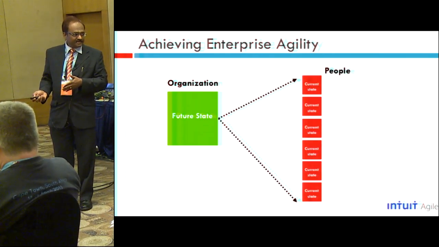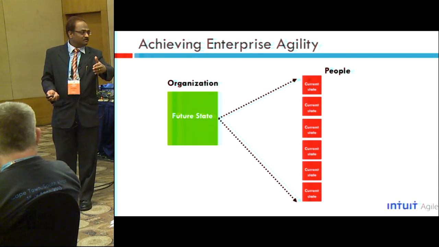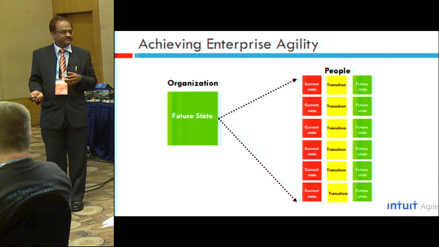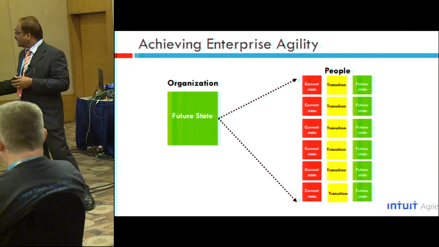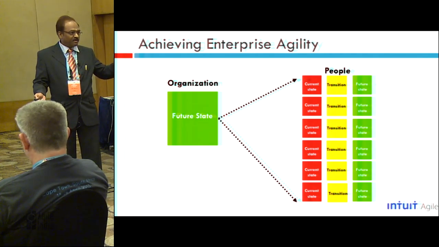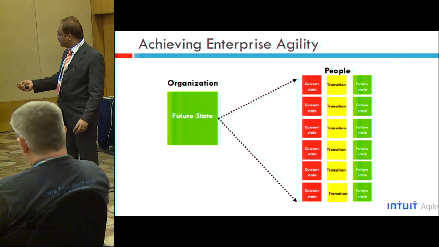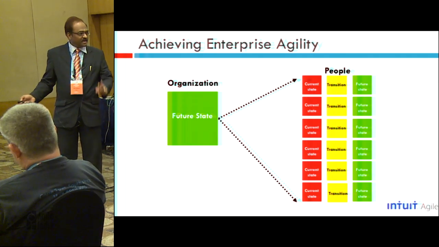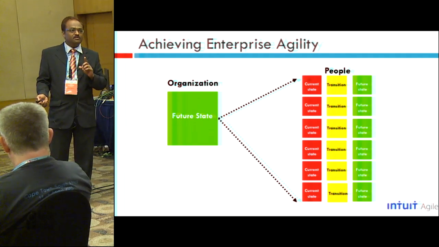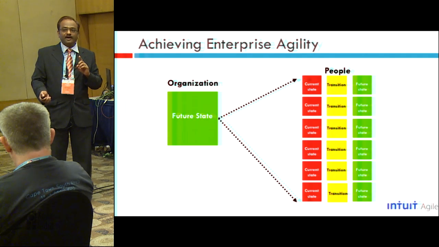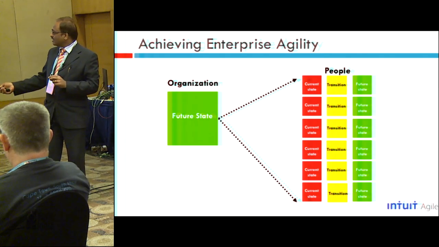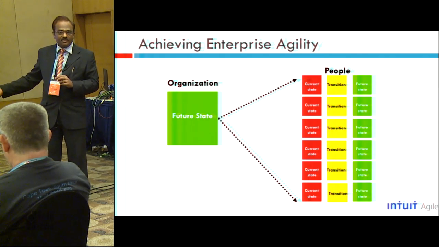So people are in the current state. Organization is actually pushing its way to the future state. People are transitioning, and then they are reaching the future state. Now here is the deal. This organizational aspect is one transition from current state to future state, whereas for the people involved, there are multiple transitions because every individual goes through the transition. And every individual's mindset is different. Every individual's buy-in towards the future state is different. So what happens? The organizational movement from the current state to future state, or the journey.